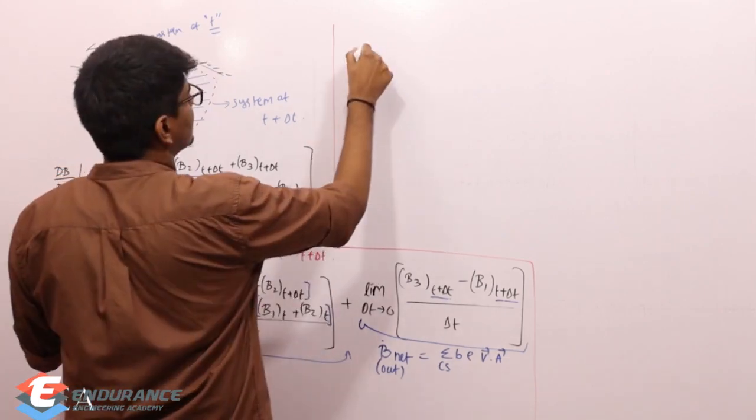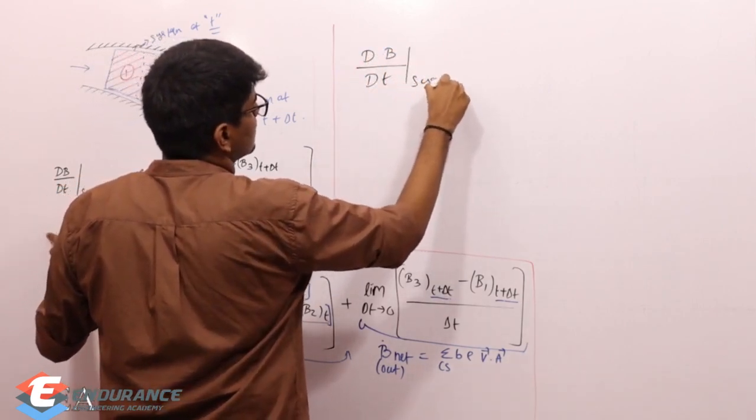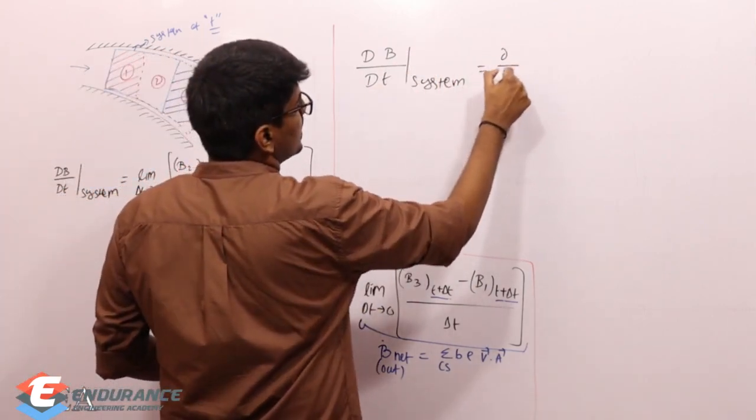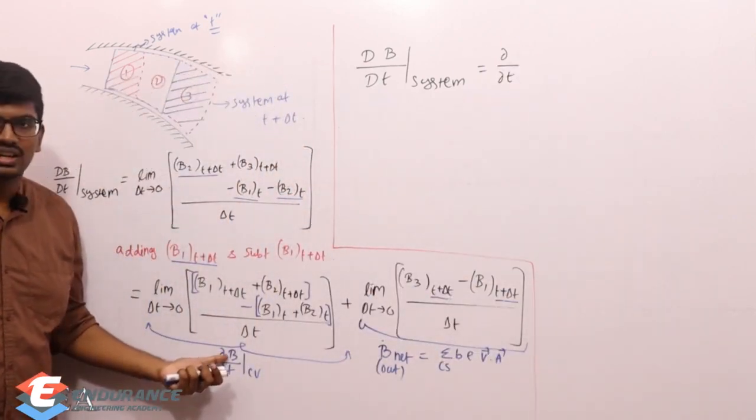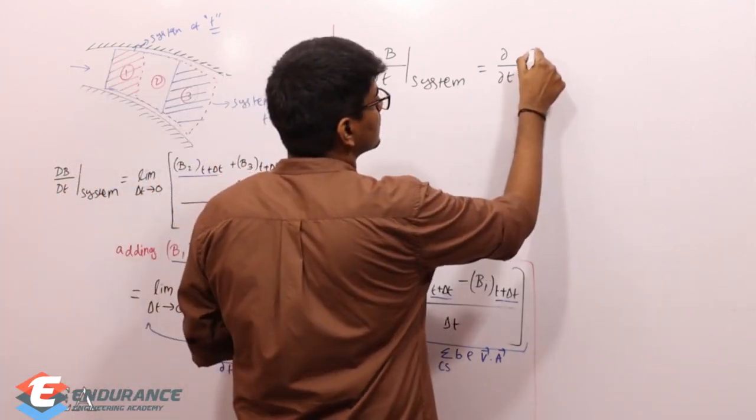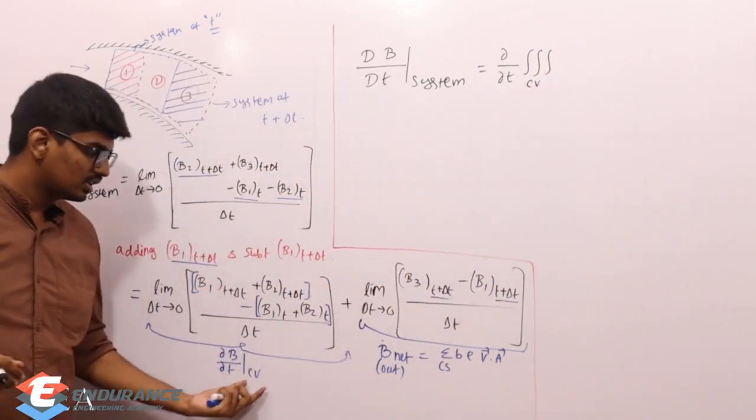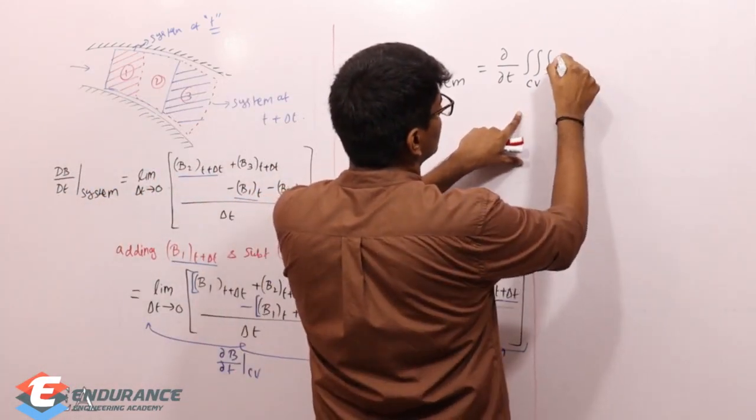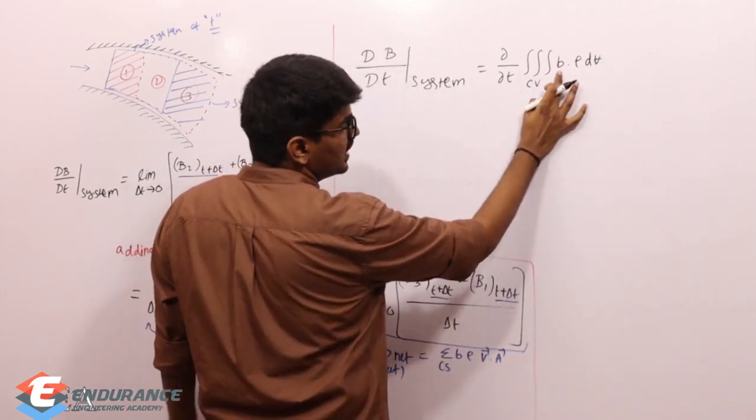So what is my final thing? dB by dt of the system is equal to dou by dou t. How can I write this B? B is the property, right? Some extensive property. Can I write it like this: triple integration over the control volume? I am finding it for the control volume only. So triple integration over the control volume of B into rho dV. Listen carefully, B into rho dV.